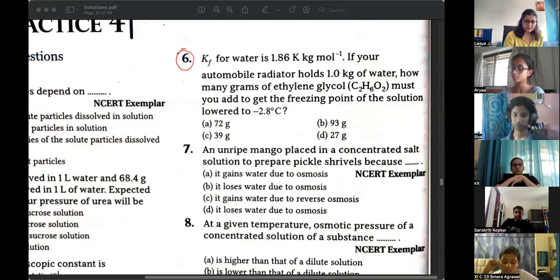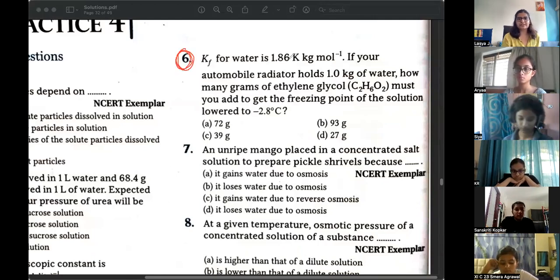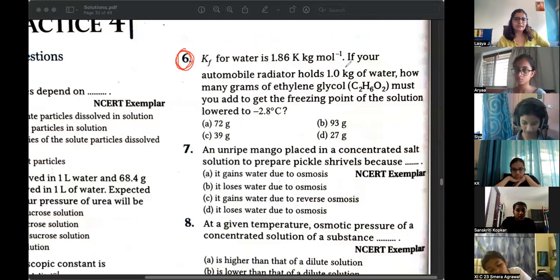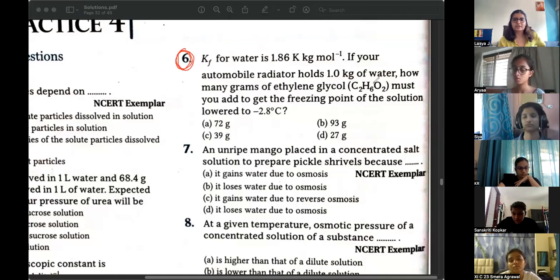Question number 6. Pretty direct. Kf for water is 1.86 Kelvin kg per mole. If your automobile radiator holds 1 kg of water, how many grams of ethylene glycol must you add to get the freezing point of the solution lower to -2.8 degrees Celsius? Should we do it together first, or are you feeling confident you can do it? Can we try it first, and then if we don't get it? Okay.